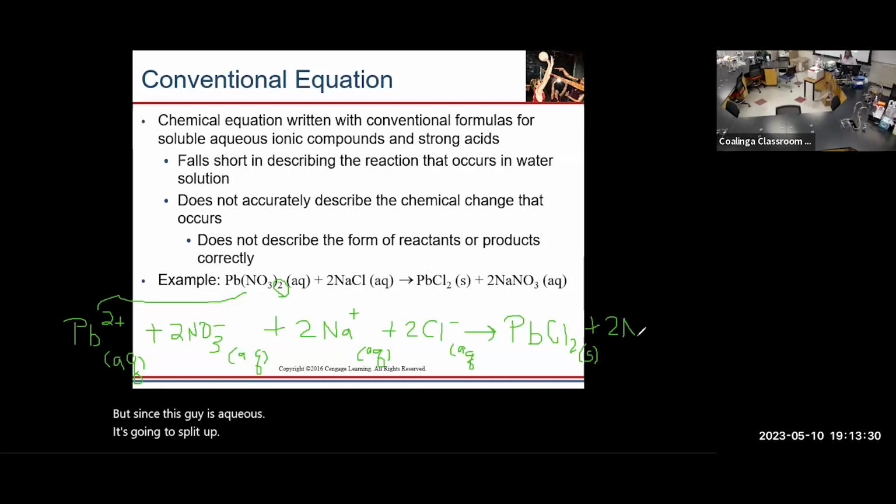So the easiest way to remember this, and I think I said this the last time, water is going to be a homewrecker. It's going to break up anything that's aqueous. So since it's aqueous, it's in water, it's going to be able to be broken up into its ionic form.